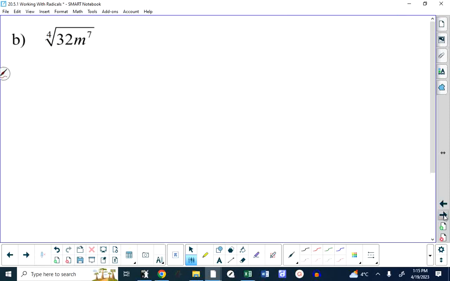Are there restrictions here? Well, yes, m must be greater than or equal to 0, because if m is negative, m to the 7 will be negative, and you cannot take the 4th root of a negative. 4th root all of a sudden, out of nowhere. So if this were a square root, you'd be looking at what's a perfect square. Finding perfect 4ths is not easy. So we're going to break this down. Take a minute with your calculator or your brain, figure out how you can express 32 as a product of really tiny numbers, which we call primes.